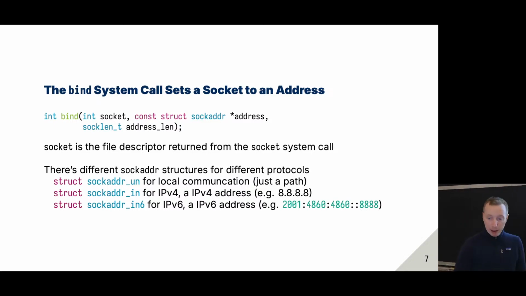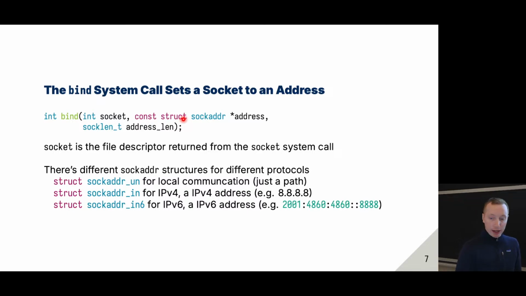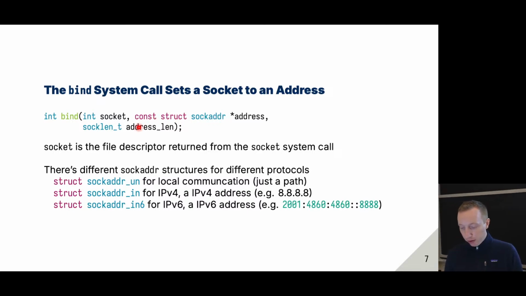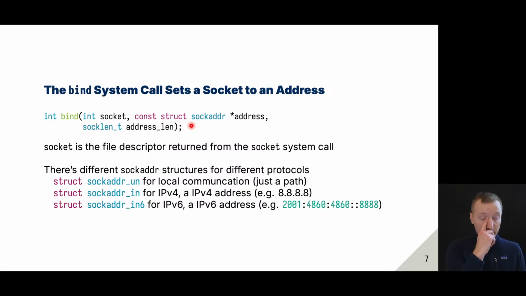So the bind system call binds a socket to an actual address. It takes that socket as the first argument, and then it just takes a socket address. Because it's C, it just takes a pointer to a socket address structure, and then you have to tell it the length of it.